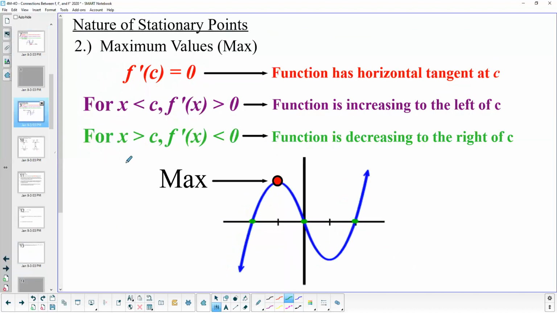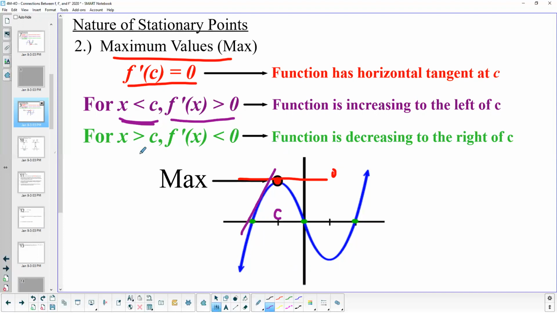Similarly, to define maximum values, again, pause the video to write this stuff down, fairly important, you have a similar setup. For something to be a maximum value, the first derivative must equal 0. So at this value, we have a slope of a tangent that is equal to 0. But the subtle change here is when x is less than C, so this is C, when x is less than C or to the left of it, the first derivative is greater than 0, which means the function is increasing. And then when x is greater than C to the right of it, we know that the derivative is less than 0, which means it's decreasing.